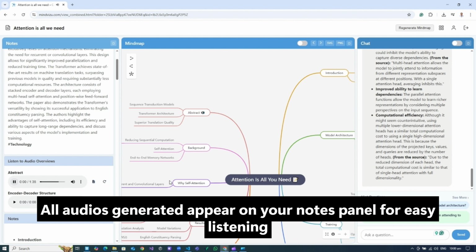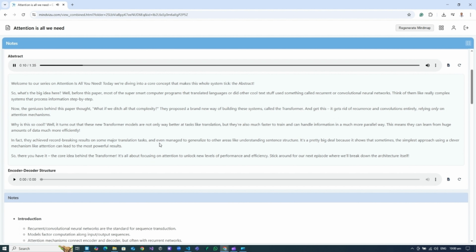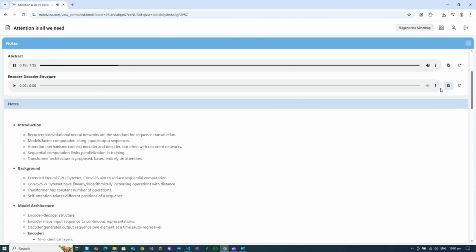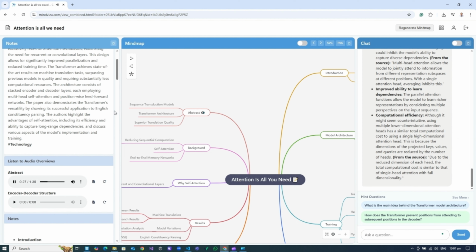Welcome to our series on Attention is All You Need. Today we're diving into a core concept that makes this whole system tick, the abstract. So what's the big idea here? Well, before this paper, most of the super smart computer programs that translated languages or did other cool tech stuff used something called recurrent or convolutional neural networks. Think of them like really complex systems that process information step by step.